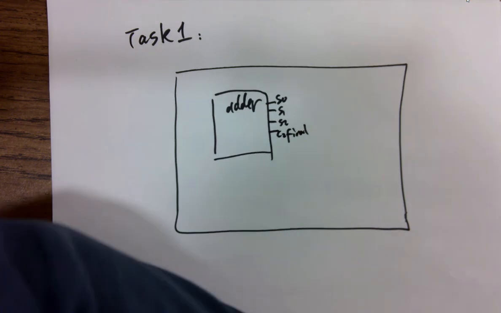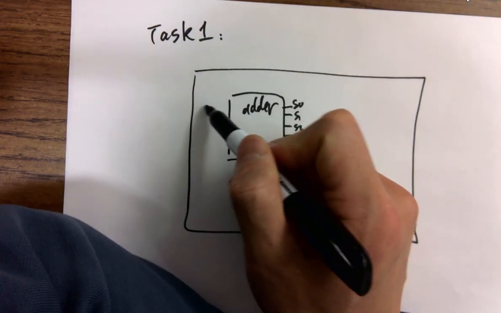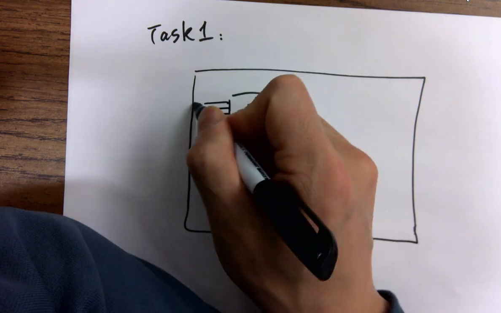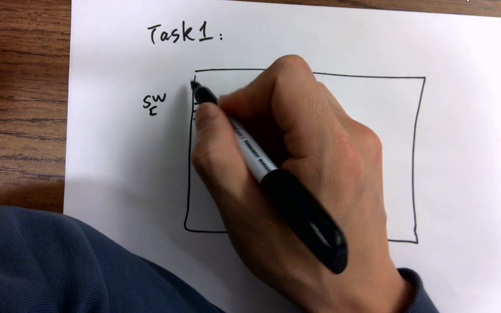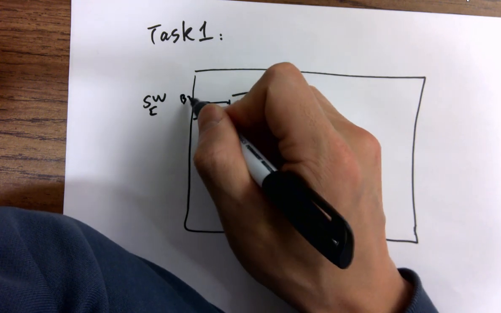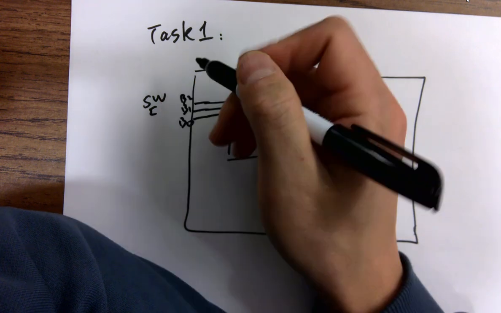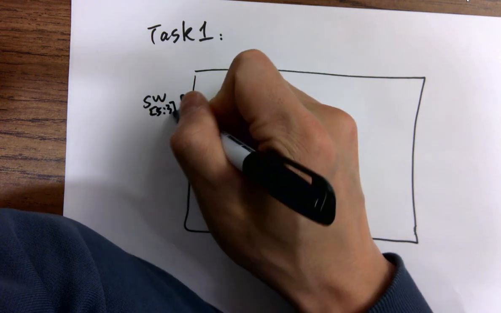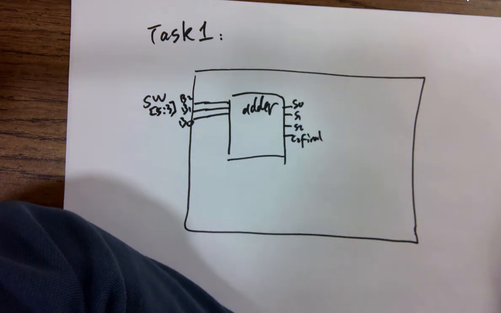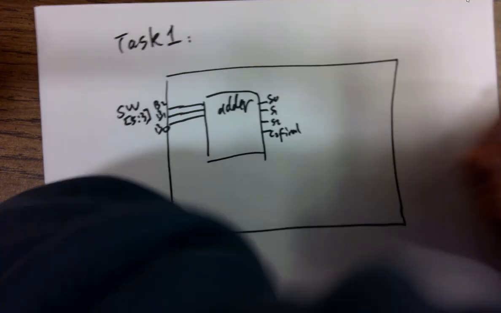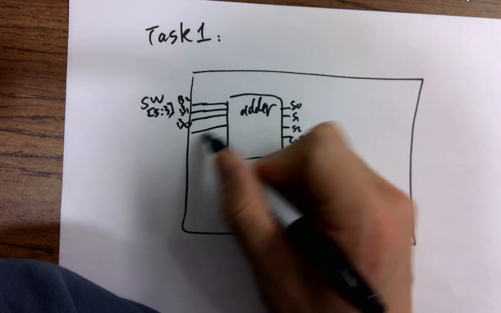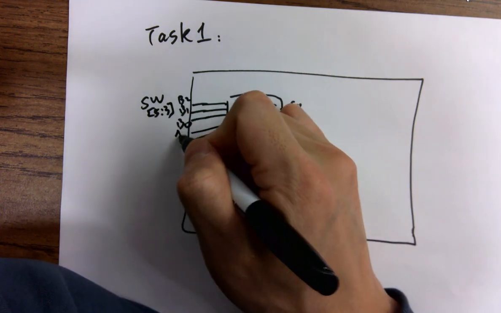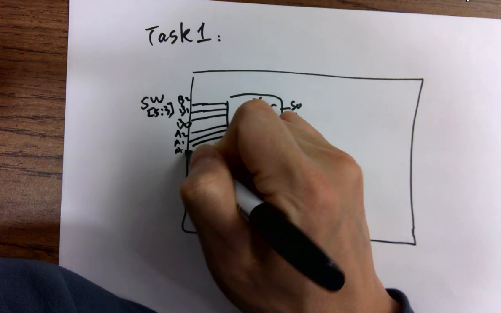And the adder takes input from the switches. For example, the B's: B2, B1, B0. Let's do switches from 5 to 3. And we also need switches from 2 to 0 as well for the A's: A2, A1, A0.